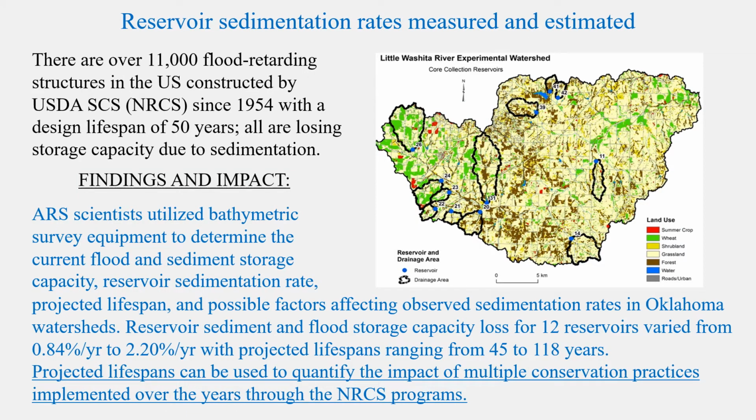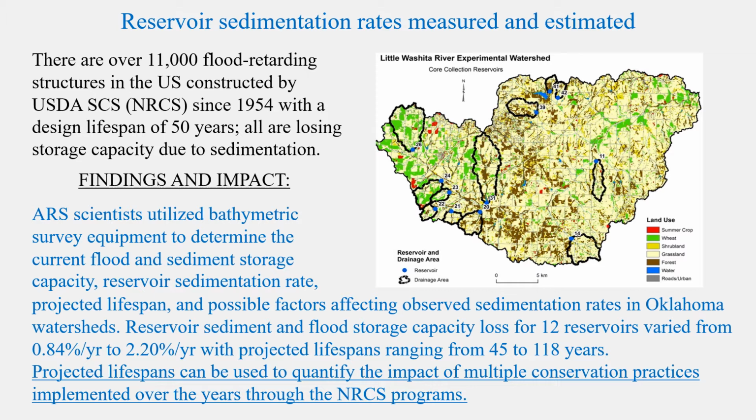This accomplishment measured reservoir sedimentation rates. Those 11,000 flood-retarding earthen dams that were mentioned earlier are losing capacity due to sedimentation. Sedimentation rates depend on variations in topography, soils, land use, and climate, the drivers of soil erosion.